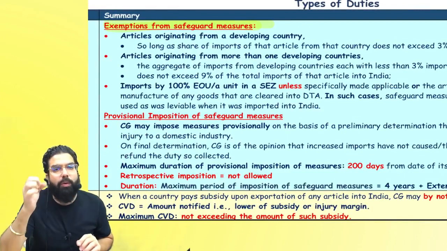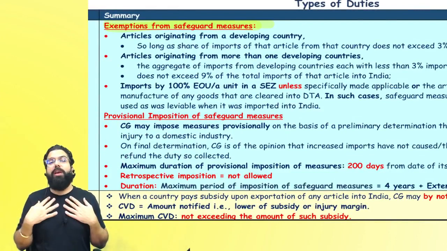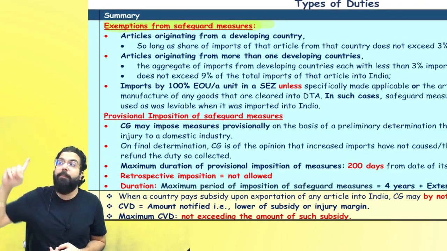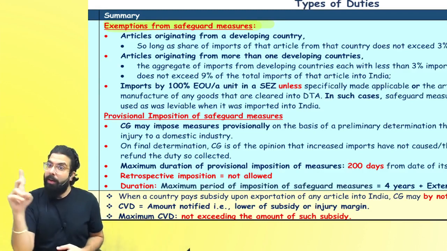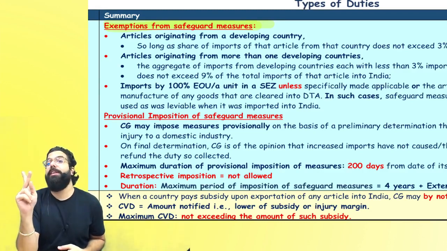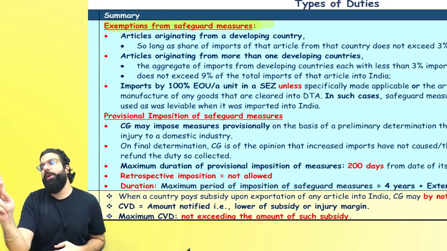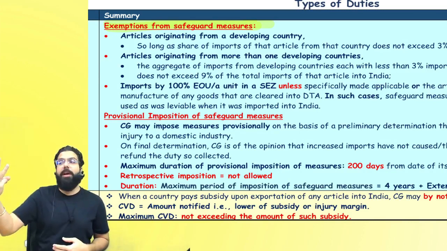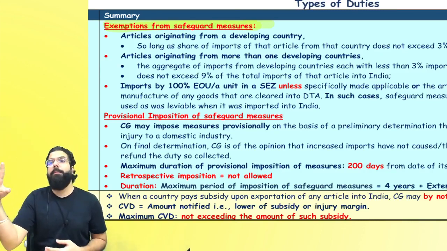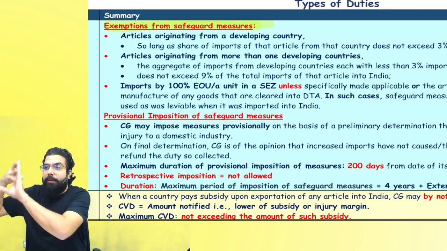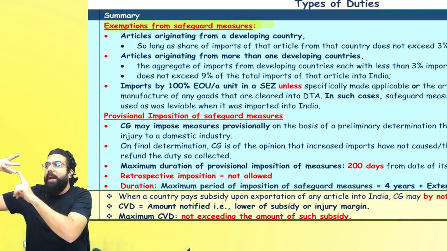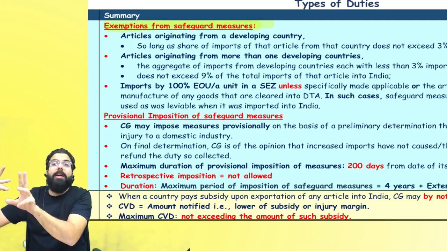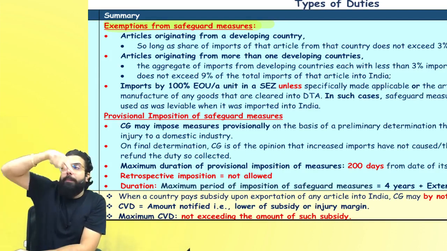Everyone listen to me very carefully. Exemption from safeguard measures. If an article is imported from outside India, from one developing nation, remember, one developing nation, brother nation, we are developing, he is developing, plus the import is not exceeding 3% of the import of that article into India, then safeguard duty exemption will be given. Now, if the article is coming from more than one developing country, 3 developing countries for example, then you have to see which country is less than 3.